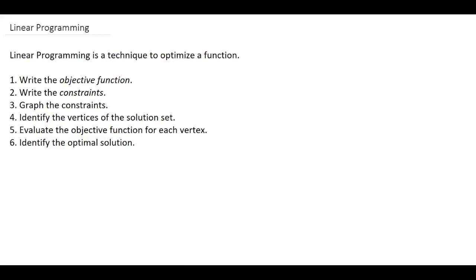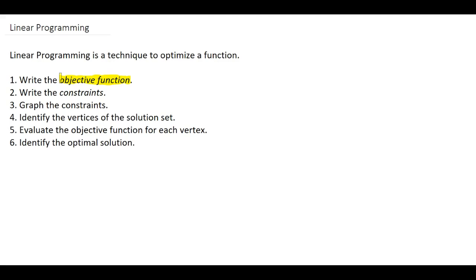Alright, linear programming is a technique we use to optimize a function. We use it to either minimize something or maximize something. And the first thing you do is write the objective function. That's the thing you're trying to either minimize or maximize.